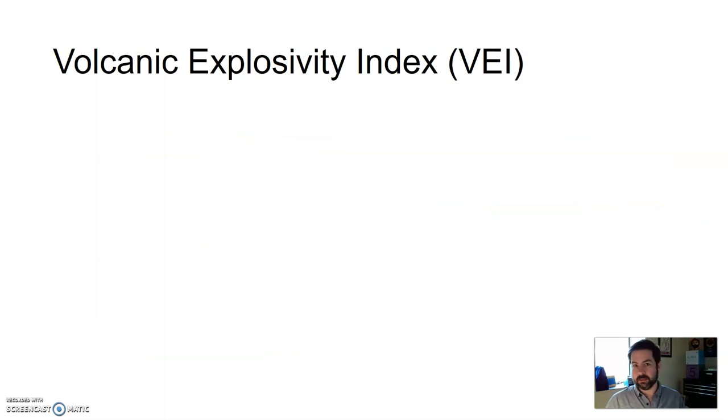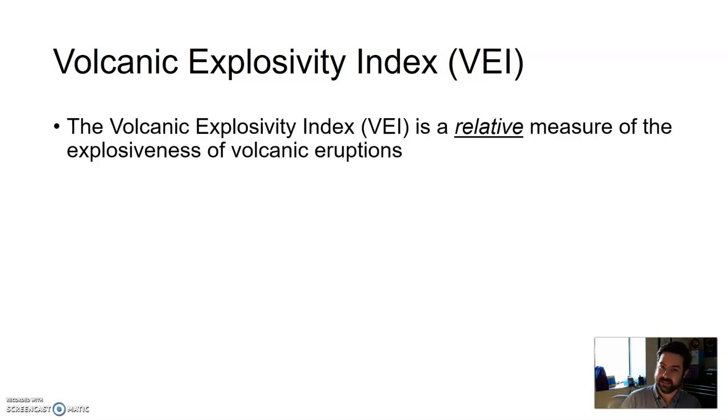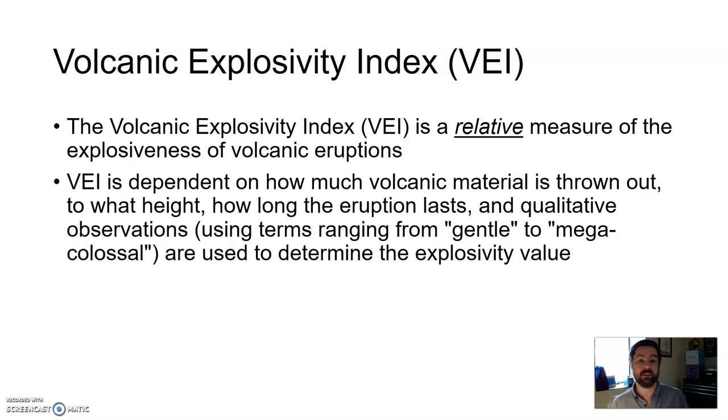So when we're talking about how least explosive to most explosive an eruption is, that's something that's measured on something called the Volcanic Explosivity Index, or VEI. It's a relative measure of the explosiveness of volcanic eruptions. Like relative, comparing this to that. It's not necessarily a hard measurement per se, but compared to this other eruption, this one was much worse. This one was not as bad. This one was gentle. This one was mega colossal. So you're just giving it a relative feel.